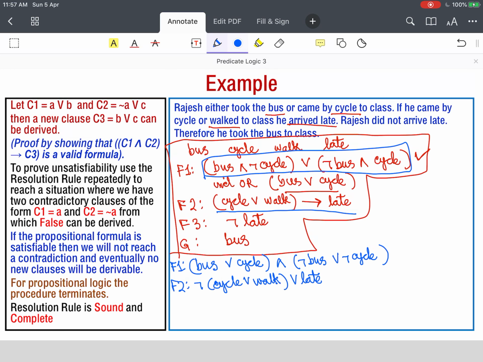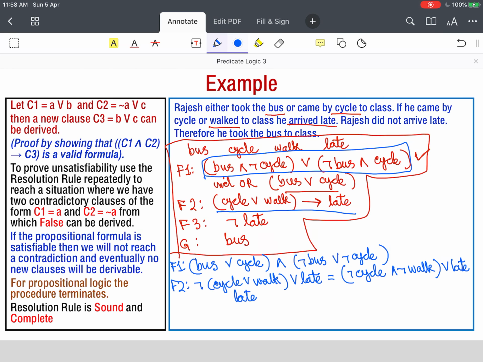This is from F1. From F2 we get this, and from this all we need to do is distribute this out, and if we take the negate of this, what do we get? If we take the negate of this, we get not cycle and not walk or late.